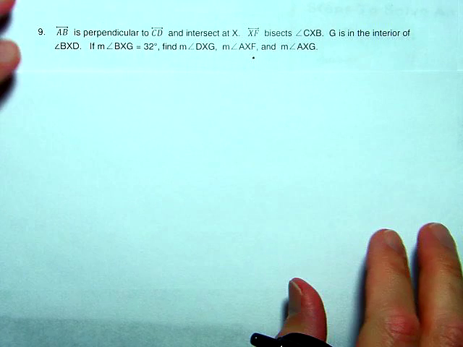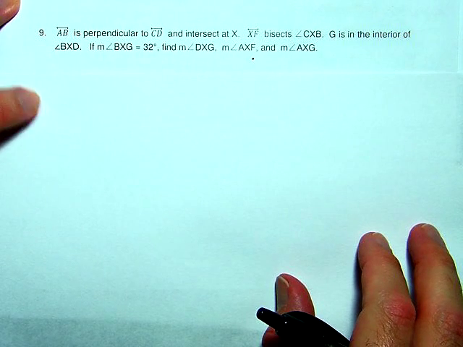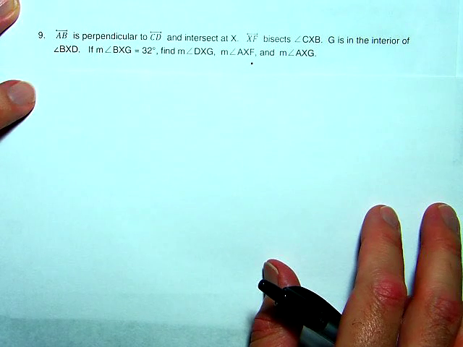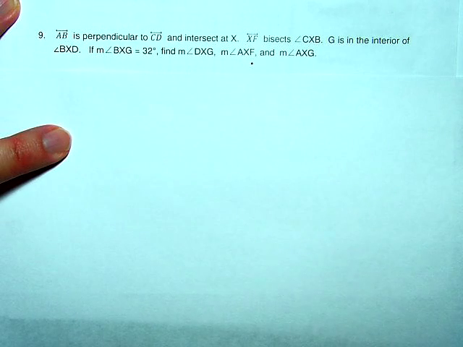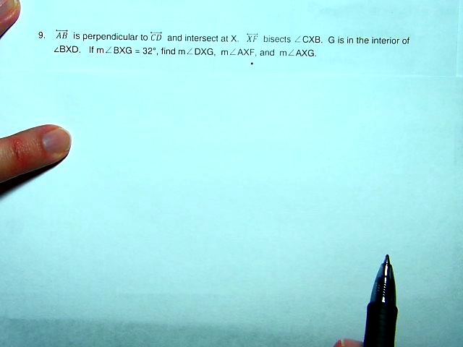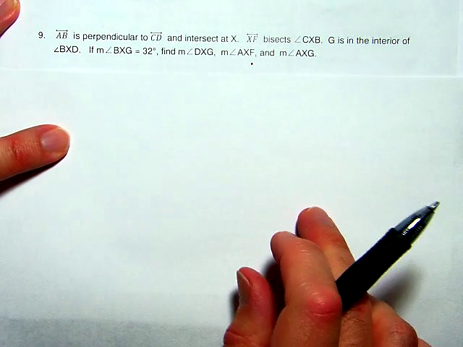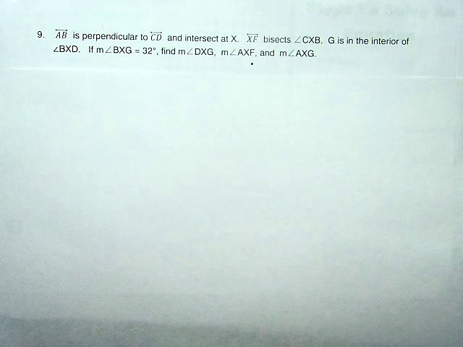So let's go on to sort of our grand finale here. A word problem that's a little complex, and we need to draw an illustration in order to help us simplify it and understand how to proceed to solve it. Let's go ahead and do this. So we're given that line AB is perpendicular to line CD and that they intersect at X.